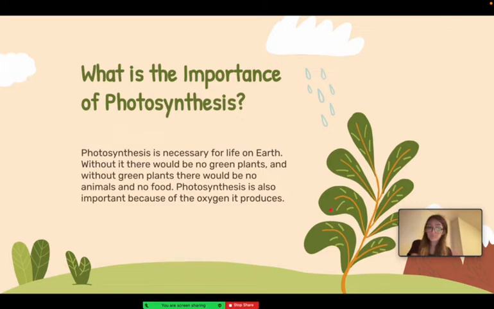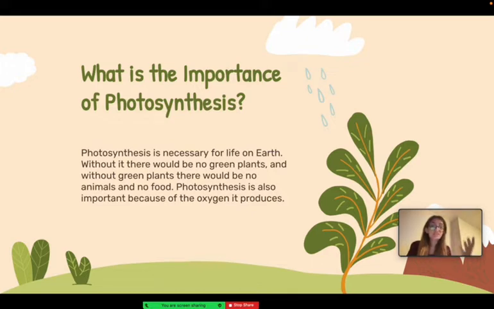So, photosynthesis is important because it is necessary for life on Earth. Absolutely. We couldn't live without it. This is because without photosynthesis, there would be no food for the plants, and without the food for the plants, there would be no plants. When there are no plants, there's no food for the animals, and when there's no food for the animals, there's no food for humans to live and flourish on Earth.